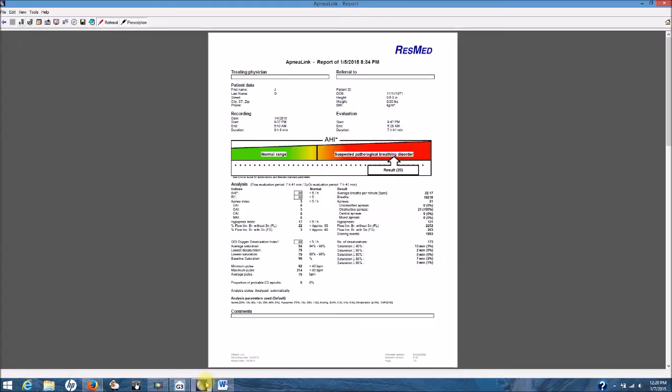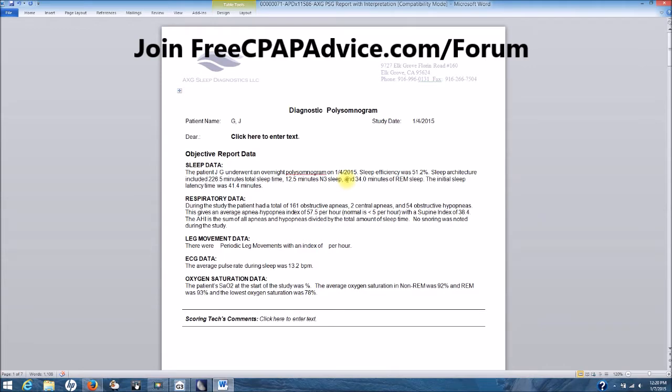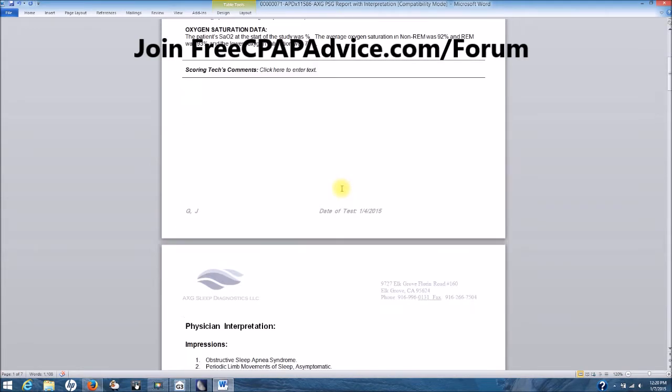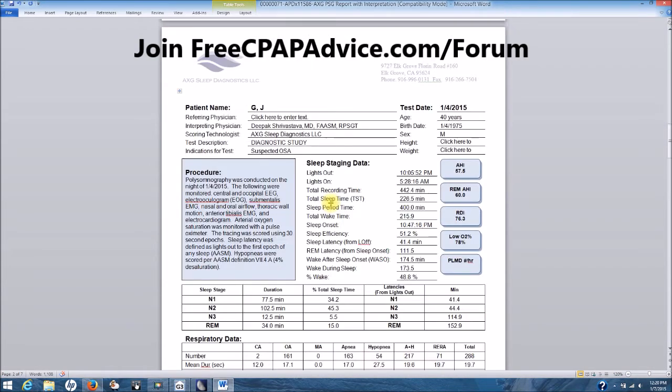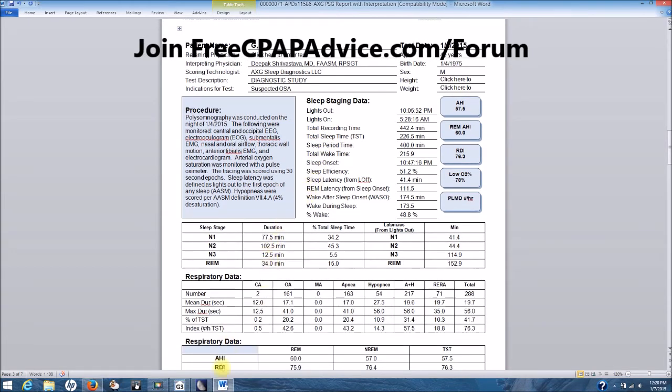So here we have the type 4 home sleep test. And then right here we have my version of the type 2 home sleep test. Now, I haven't gone through and put in the doctor's name. Some of these I have to autofill, but I just grabbed them from the report or from the raw data. So this is essentially the front page of our report.